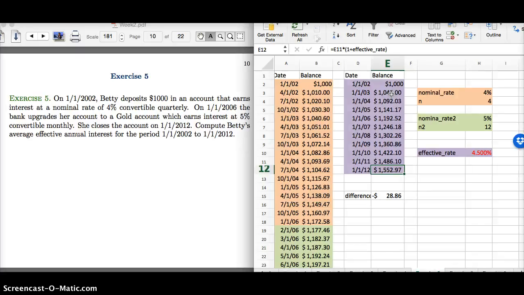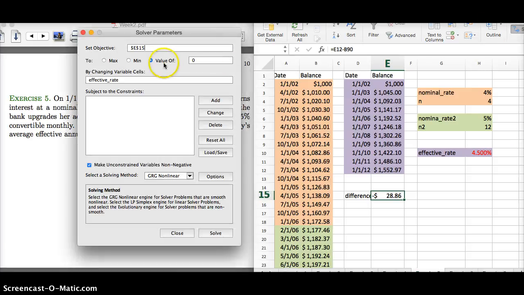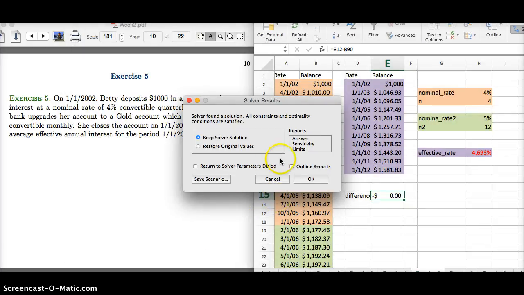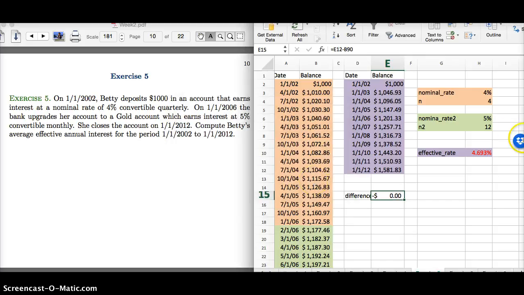1552.97. But I want to end up with the same ending balance as before, so I take the difference, E12 minus B90, and I use the solver to make that 0 by changing the effective rate. So I'll let that difference equal 0 by changing the effective rate and solve, and we find a solution, and it's 4.693%.